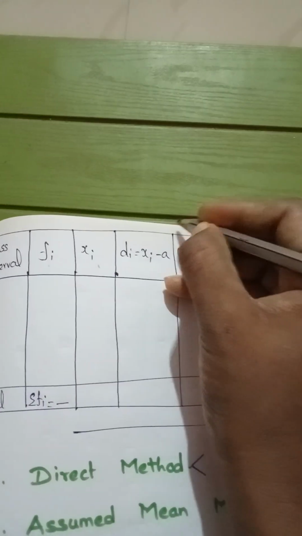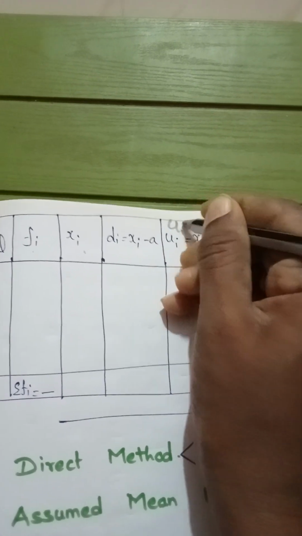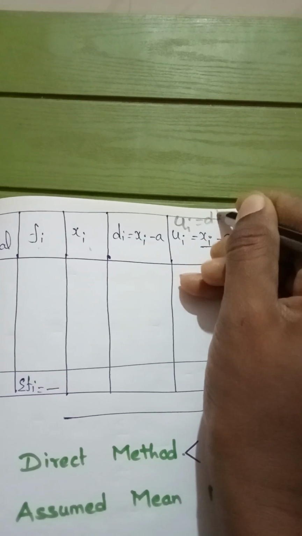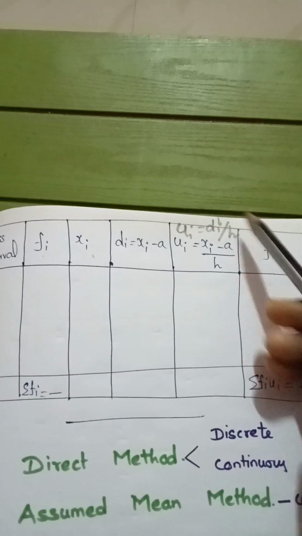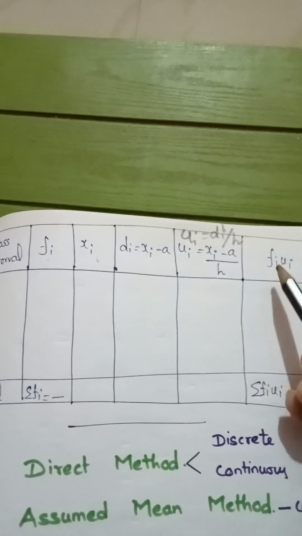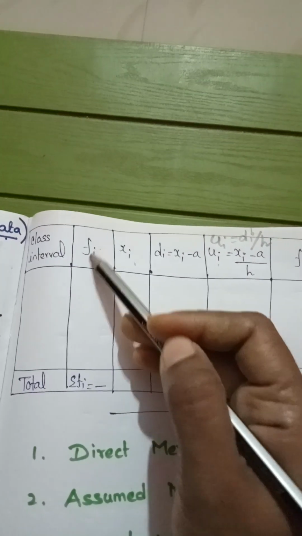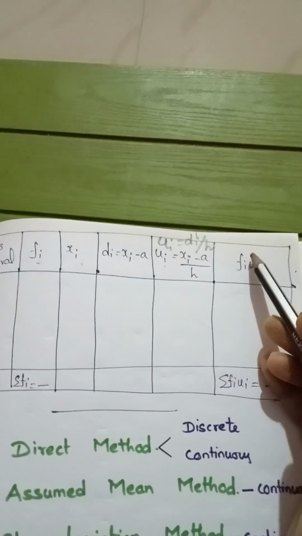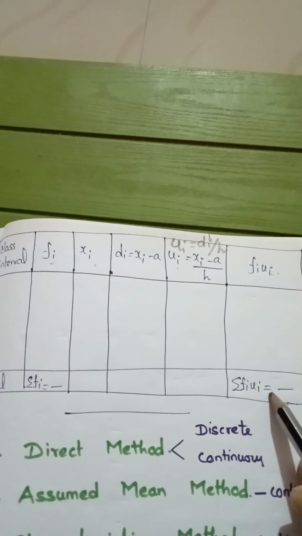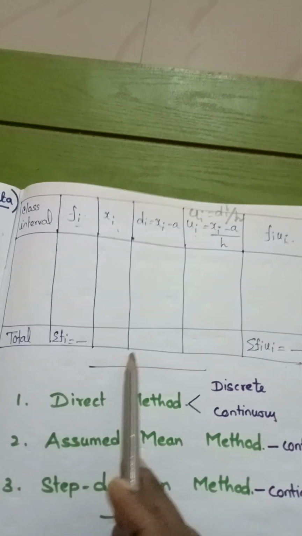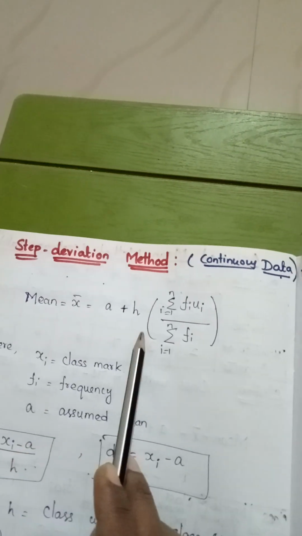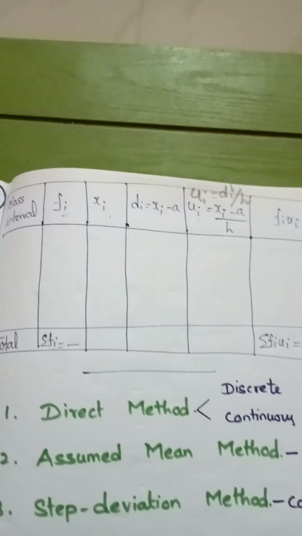Here we can write ui equals di by h. Anything you can write. This is this or this. Next one, fi into ui, the multiplication. So next you find the total number of frequency, summation fi, and this one, summation fi into ui. So two values you will get. So substituting these values in the formula you will get the mean value, x bar. So this is the step deviation method.